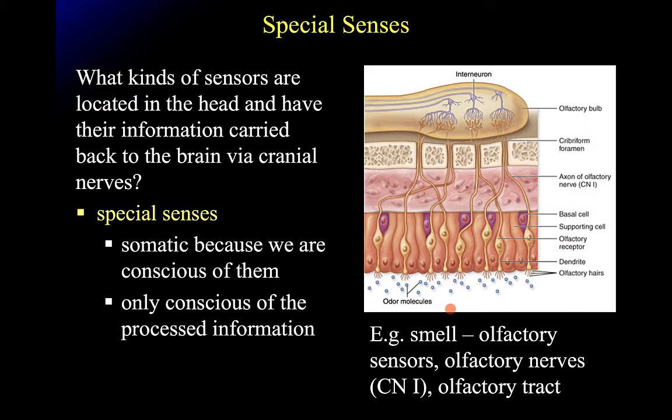Now we do also have what we call our special senses. And special senses are somatic, but we do think about them as being a little bit differently. These are the kind of sensors that are located in our head and are giving us information like smell and vision and hearing. And these, of course, are things where we are conscious of the message that we receive.